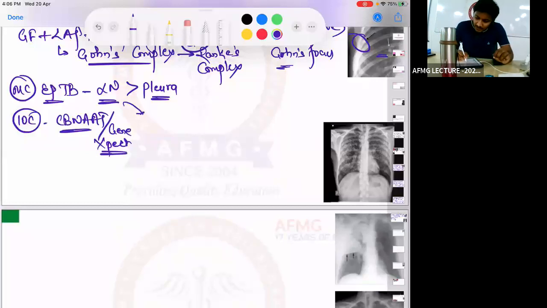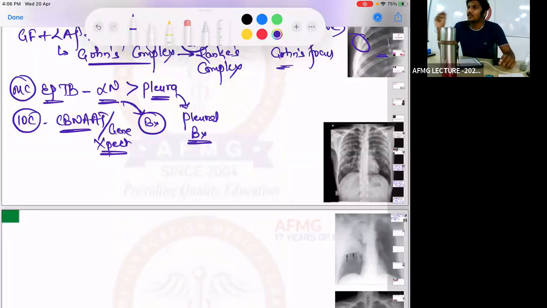If it is lymph node TB, then it should be biopsy or FNAC. Pleural TB, the investigation of choice: CB NAT would be done, but not on the pleural fluid. It would be done on the pleural biopsy. This is a silly mistake people make, doing pleural fluid CB NAT. It is not pleural fluid CB NAT, it is pleural biopsy CB NAT. We'll take the tissue from there.